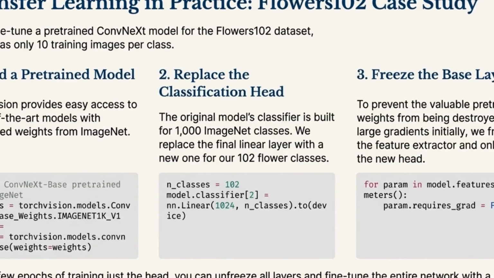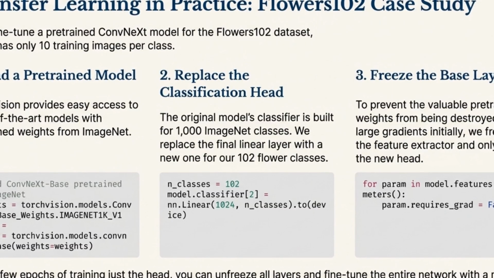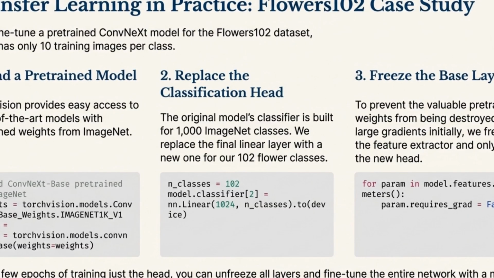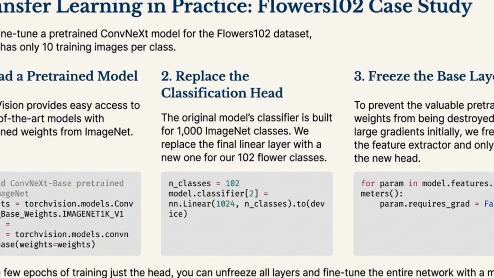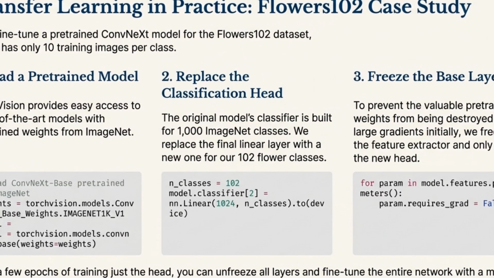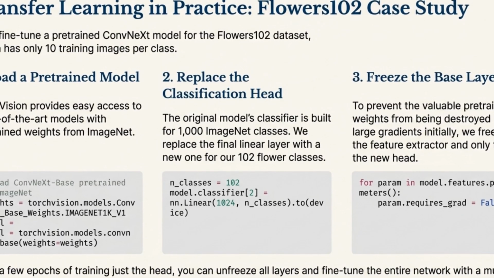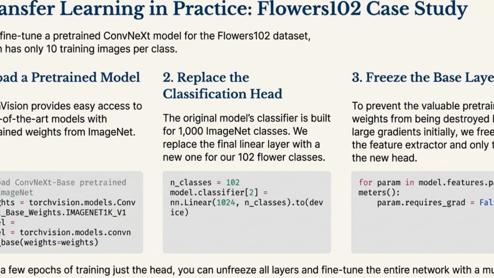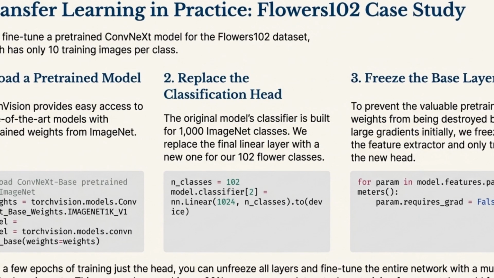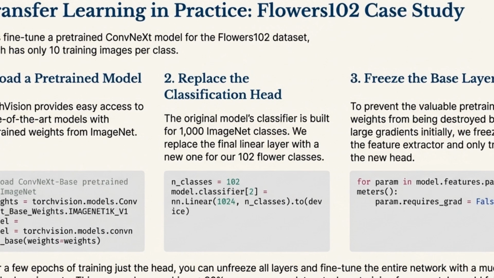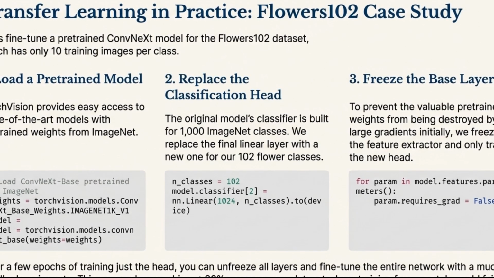Let's translate the abstract concept of transfer learning into concrete code steps, using a hypothetical but common scenario. Fine-tuning a pre-trained ConvNeXT model for the Flowers 102 dataset, which is challenging because it contains only 10 training images per class. Step 1 is to load a pre-trained model. Using frameworks like PyTorch and TorchVision, we can easily access state-of-the-art models along with weights pre-trained on ImageNet. The key here is passing the weights equals weights argument during model initialization.